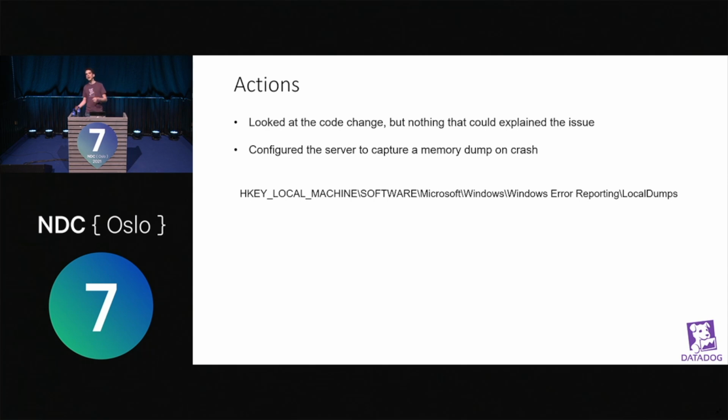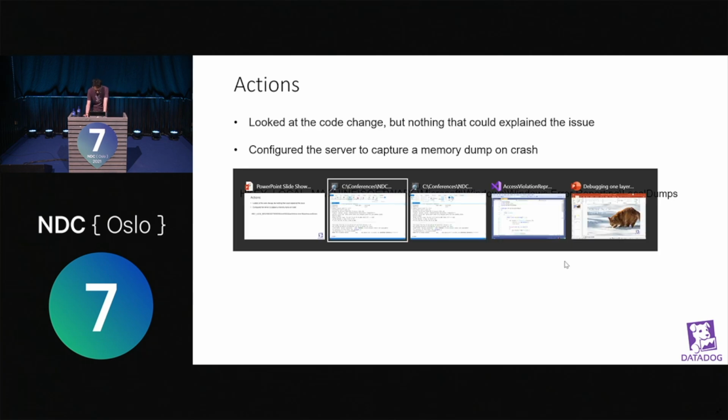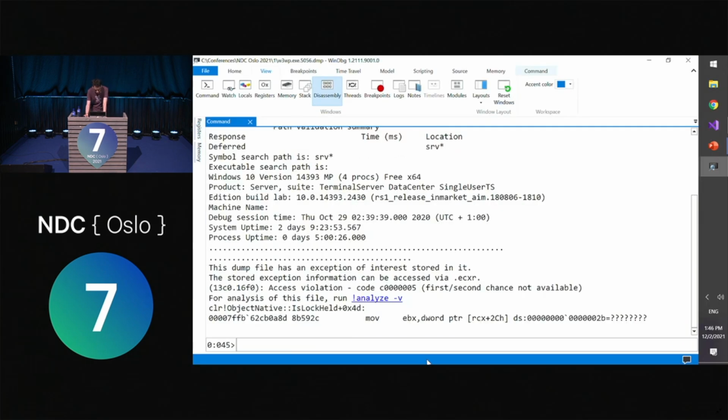And so the day after, I had a memory dump waiting for me. And so I opened it in WinDBG. So I have it right there. When I open it, the first thing we see is that it's indeed an access violation with some kind of error code. We see that it happens in the CLR, in object native is locale. So at this point, I don't know what it's doing. And we see that it's trying to read the memory at the address 2B.